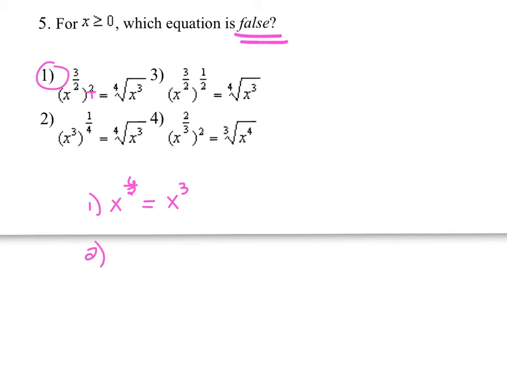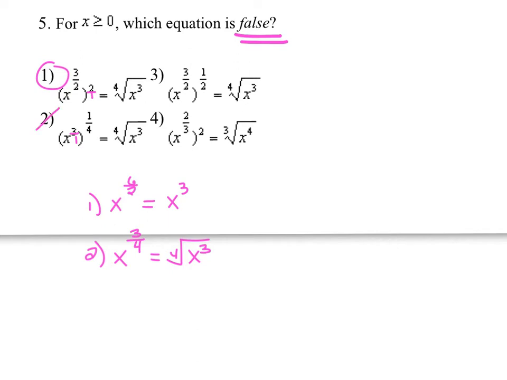Okay, so choice number 2. Now again, here we have a power being raised to another power. So let me just put this 3 over 1. And when you have a power raised to another power, you multiply the exponents. So this will give me x to the 3/4 power. All right, now, since this is written in radical form, we know if we have a fractional exponent, we can rewrite this in radical form using power over root. So it'd be the 4th root of x to the 3rd power. And if we look at the right-hand side of the equation, look, those match up. So this is true. So choice 2 is out.